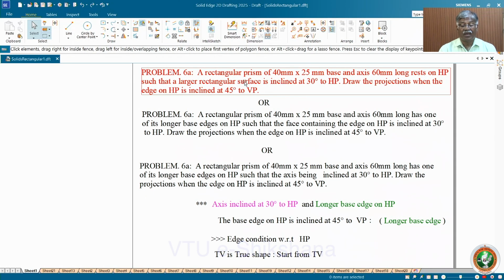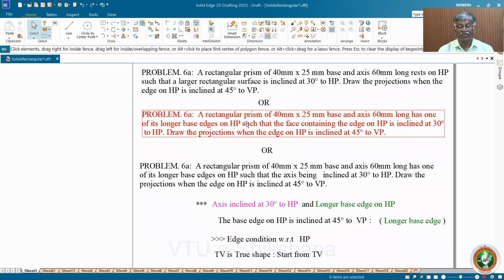Now the side to be placed on HP is the longer base side, that is 40 mm. Okay. Then that particular side on HP is inclined at 45 degree to HP. So the second version clearly gives the longer base side on HP as one of its longer base sides. You need not worry about that. Automatically you will be keeping the longer base side and then continue. That gets you the face containing the edge on HP inclined 30 degree to HP. That means it never specifies larger rectangular surface or smaller. This is a regular problem. Draw the projections when the edge on HP is inclined at 45 degree.